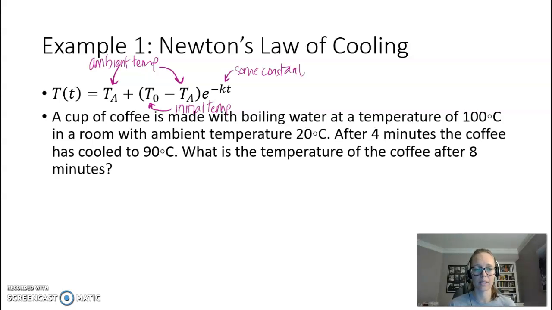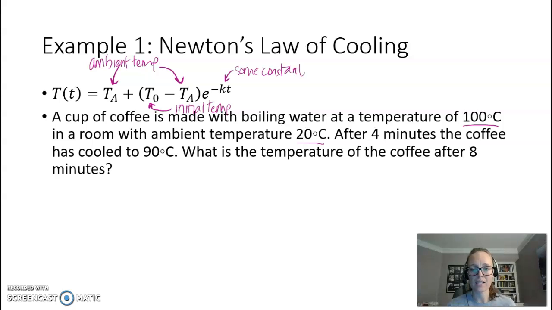So let's take a look at the example I have here about a cup of coffee. It's made with boiling water at a temperature of 100 degrees Celsius in a room with the ambient temperature of 20 degrees Celsius. We then know that after 4 minutes the coffee is cooled to 90 degrees Celsius, and it asks us what is the temperature of the coffee after 8 minutes.